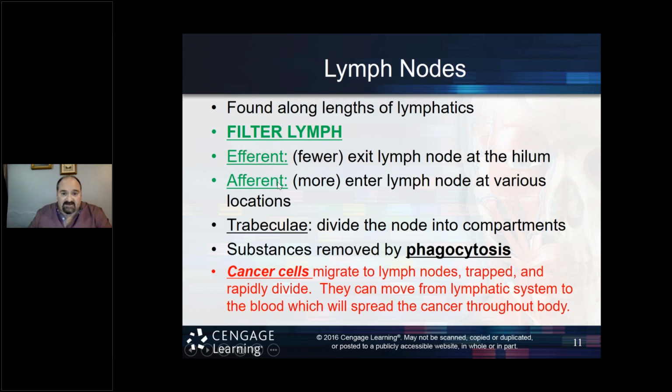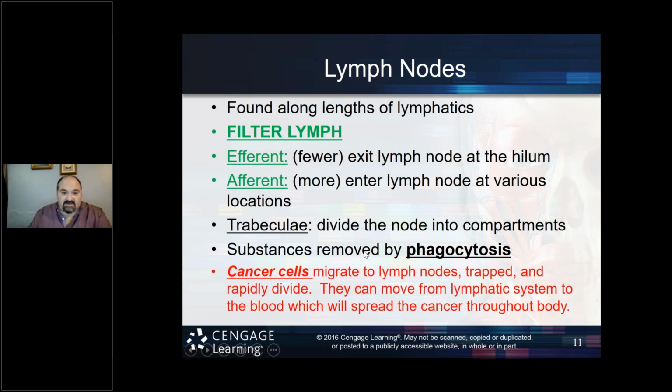So afferent vessels are bringing lymph to the node. Efferent vessels are draining the node. Now, there are fewer efferent vessels, so this way it slows the flow of lymph through the node, okay? There are trabeculae present, and different compartments within the node that house the different cells. Reticular fibers and such create those trabeculae that allow for a slowing down of the lymph in order to look for any cells that could quite possibly make you sick, okay?